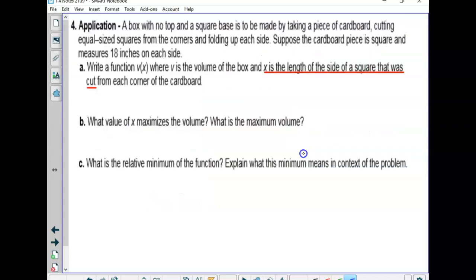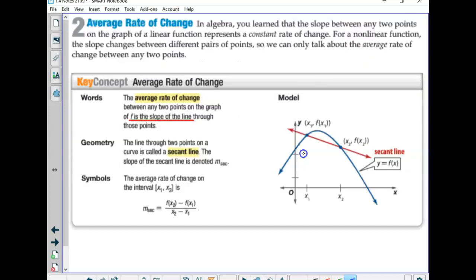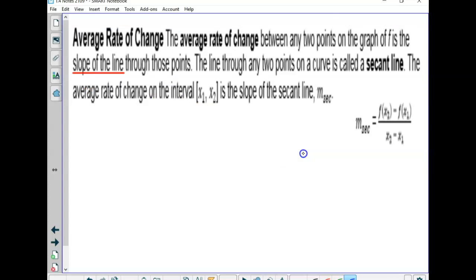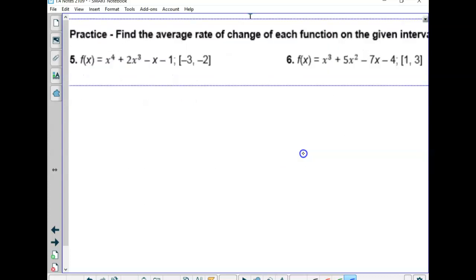All right, we have one more thing to talk about. And oh, we didn't get to do this application, a box problem. Maybe it's Monday. The other thing that's on the homework, guys, is not a box problem. It's average rate of change. Do you feel like we've done this before? Okay, just quick review. Number 5, you're supposed to find the average rate of change in here. That means you put -3 in and you put -2 in.